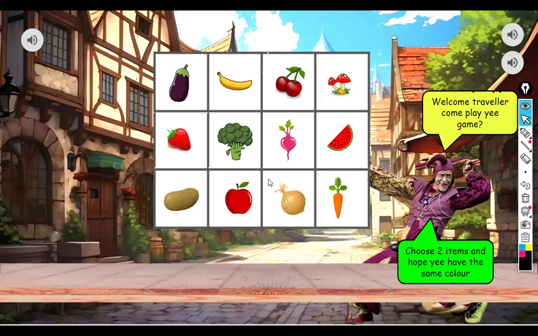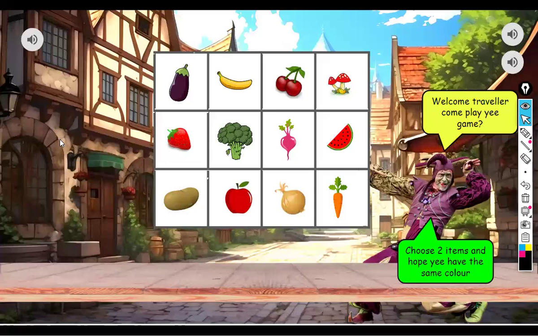So choose two items here. You could choose the banana and watermelon or whatever combination. Choose any two items. And what's going to happen? The squares are going to change colors. And if your two items have the same color, you win. You win a certain amount of points, right?